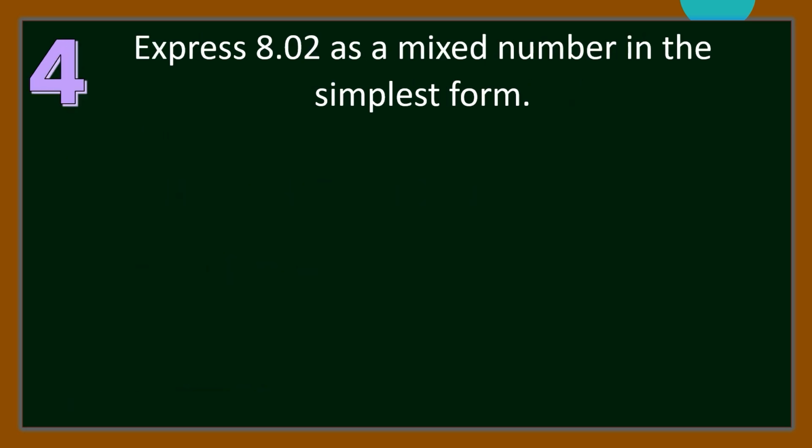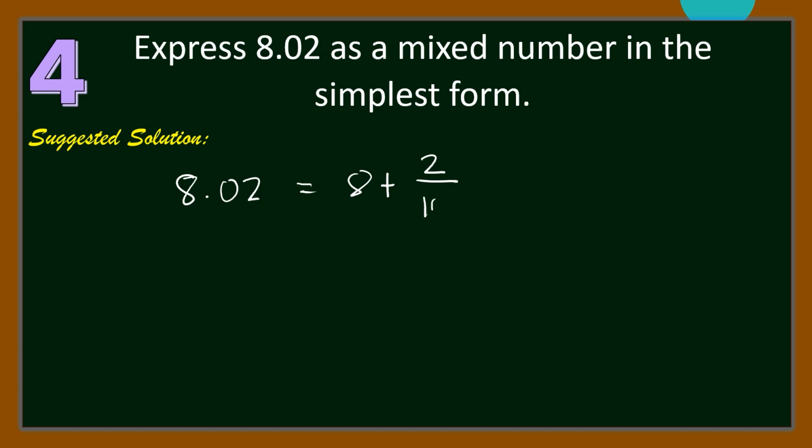Number 4. Express 8 and 2 hundredths or 8.02 as a mixed number in simplest form. Here is our solution. 8 and 2 hundredths or 8.02 is equal to 8 plus 2 over 100, that is 2 hundredths. 2 over 100 can be simplified as 1 over 50. Hence, this is equal to 8 and 1 over 50 as mixed number in simplest form.